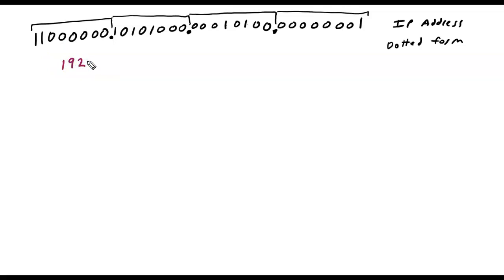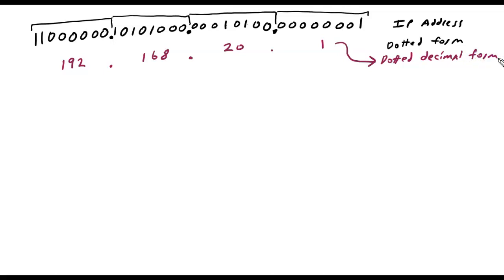Now later on we'll go into how to convert these back and forth. But for now I'm just going to put 192. This second one is 168. And I'll put another dot. This third one here is 20. And I'll put a dot. And this fourth one represents 1. So these now are dotted decimal form. Dotted decimal form.